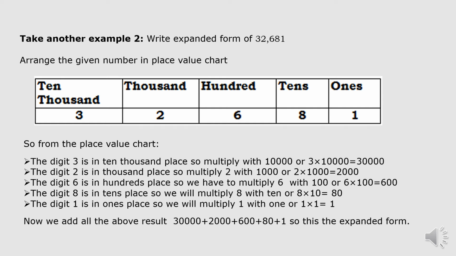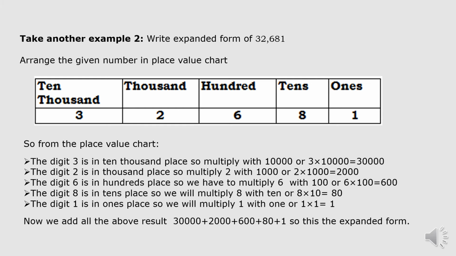Take another example. Suppose you have to write expanded form for the number 32,681. Here also you need to follow the same steps, that is, first make a place value chart and then arrange the given numbers in that place value chart. As you can see from this chart, 3 is in 10,000's place, so multiply it with 10,000. You will get 30,000. 2 is in thousands place, so multiply it with 1000.